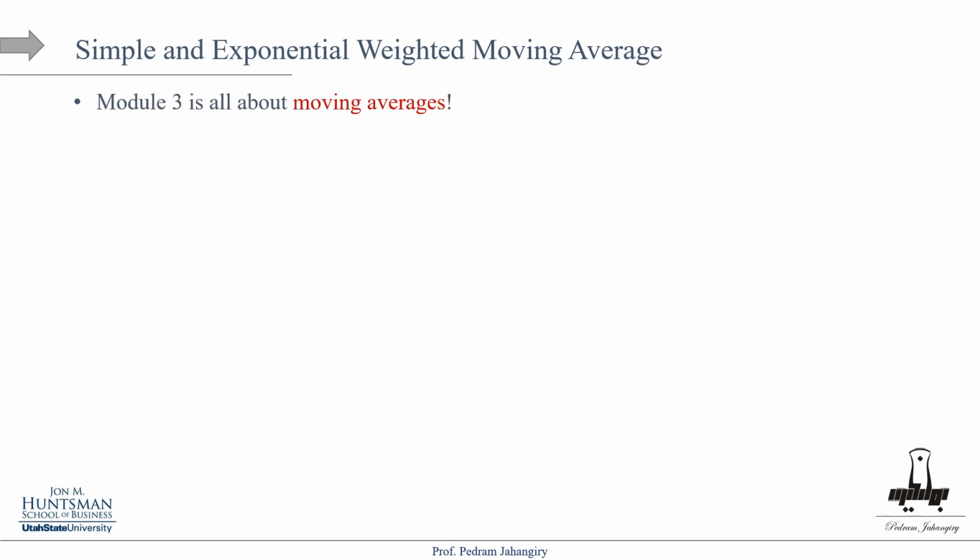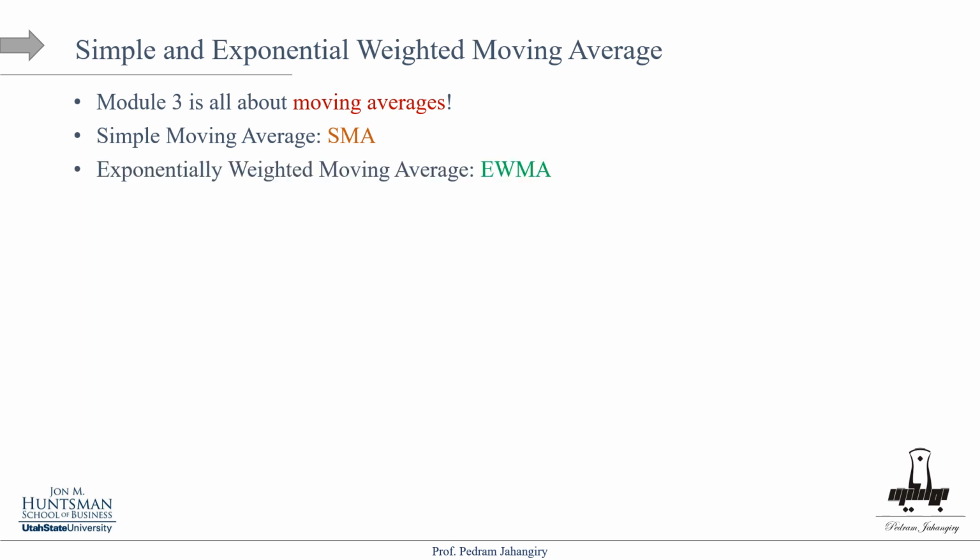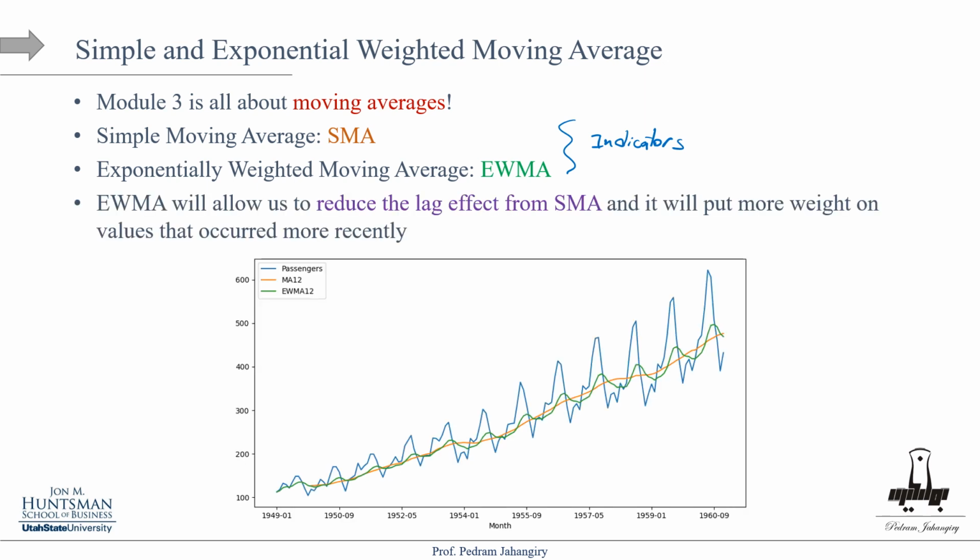So as I said earlier, this module is all about moving averages, right? We can think of it as a simple moving average, which we show with SMA, or an exponential weighted moving average, or EWMA. If you have done some technical analysis for financial time series, you're pretty much familiar with these things, and you know that we call them indicators, right? So these are technical indicators. Basically, they look into historical data and then give you a summary statistic based on different statistical formulas, right? And I'm going to actually show it on a graph, and it will make sense.